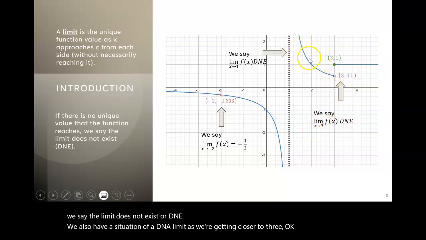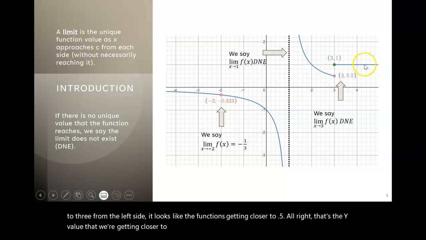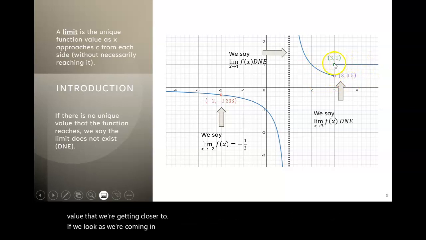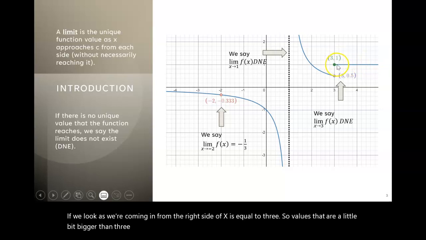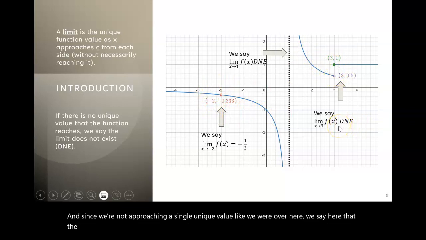We also have a situation of a DNE limit as we're getting closer to 3. As we get closer to 3 from the left side, it looks like the function's getting closer to 0.5. That's the y value that we're getting closer to. If we look as we're coming in from the right side of x equals 3, so values that are a little bit bigger than 3, like 3.01, 3.001, 3.0001, it looks like our y value is getting closer to 1. And since we're not approaching a single unique value like we were over here, we say here that the limit also does not exist.